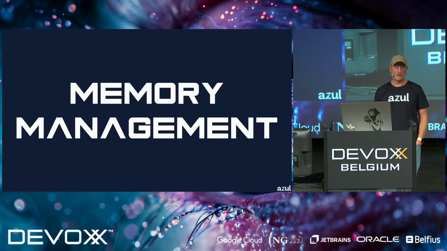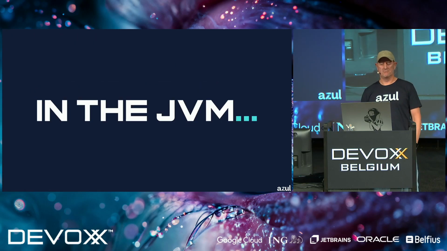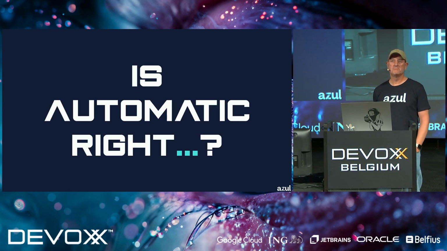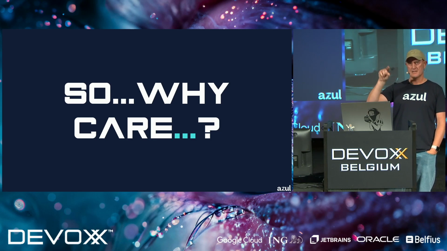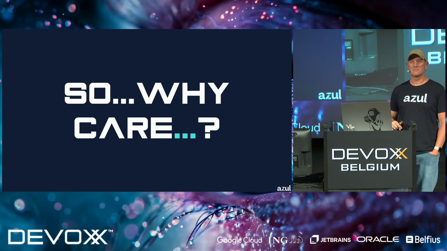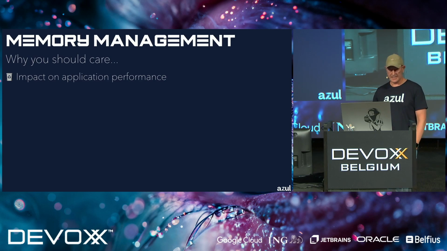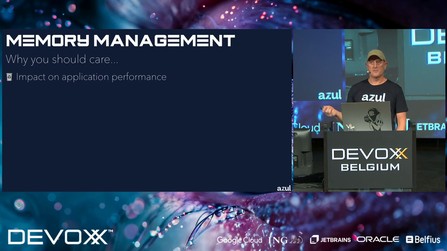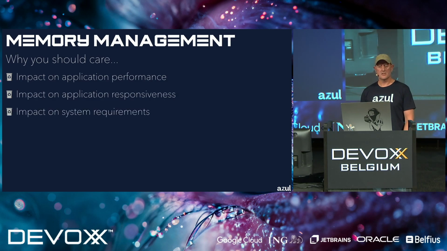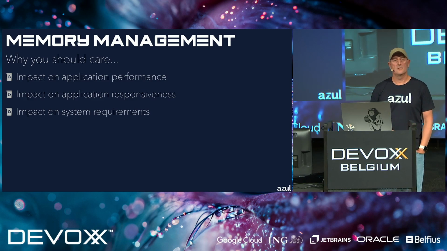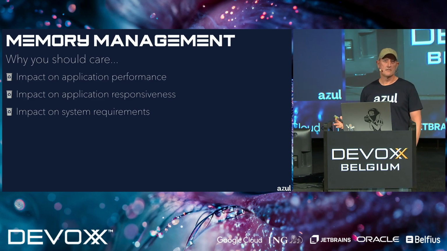Okay, memory management in the JVM. It's automatic, right? So why care? Who's actively setting a garbage collector in production here in the audience? Okay, the rest just use the default, which is fine, I guess. Well, it has some impact on application performance, obviously. Also responsiveness of the application and system requirements, like memory and stuff like that. So it's good to know at least something about the basics of garbage collection.